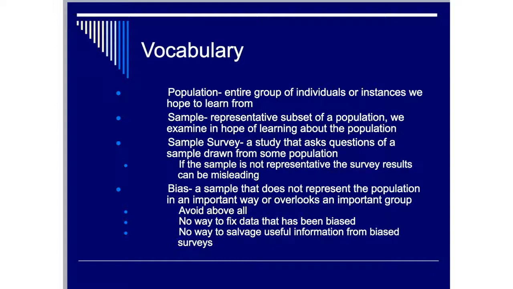Bias is when a sample does not represent the population in an important way or overlooks an important group. We must avoid bias above all else. A biased survey is useless. There's no way to fix data that's been biased, and there's no way to salvage useful information from a biased survey.